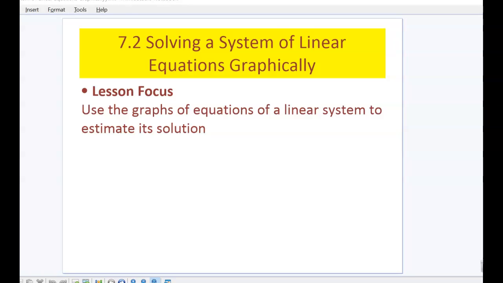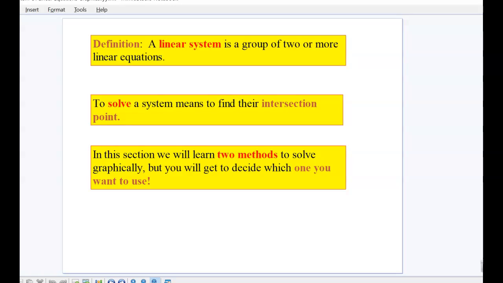In Chapter 7, we're going to be studying linear systems. In Section 7.2, we're going to learn how to solve a system of linear equations graphically. What is a linear system? A linear system is a group of two or more linear equations. To solve a system means to find their intersection point.